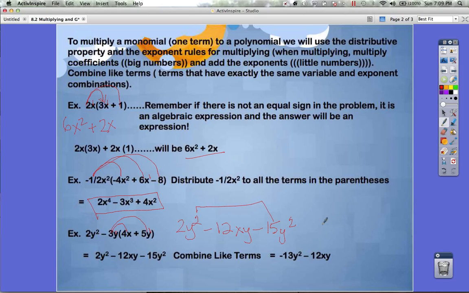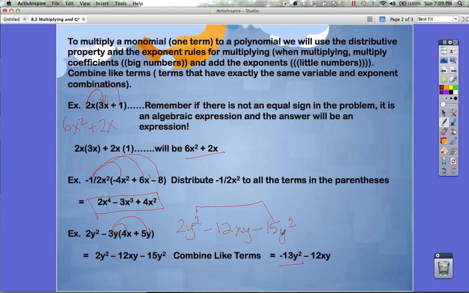So when you do that, it's 2 minus 15, which makes a negative 13y squared. And then you bring down your negative 12xy because it did not have anything to combine with. Now, when we're adding, we are not changing the exponents or anything. We're just simply adding or subtracting, so we're putting together like terms.